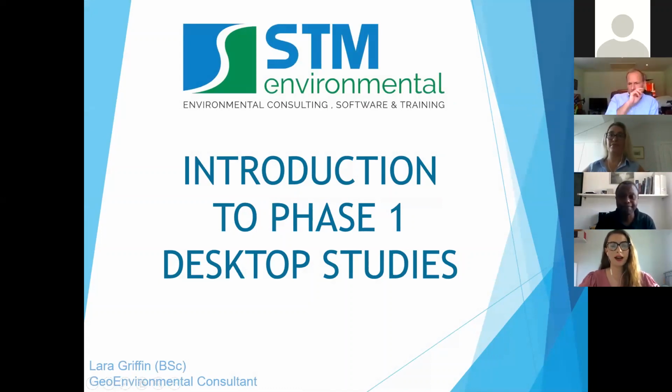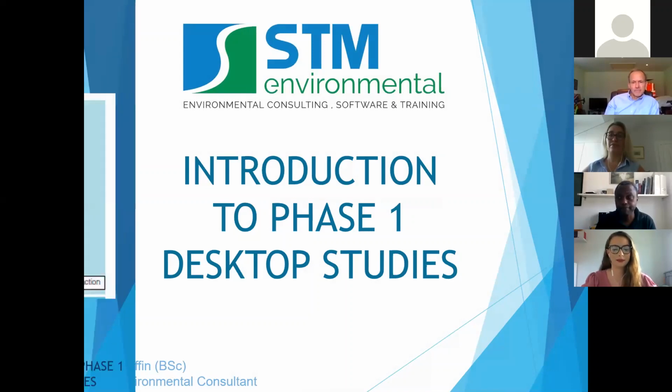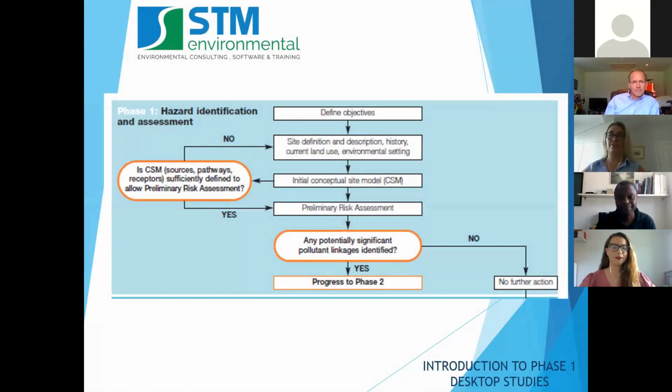So I'm Lara Griffin, and I undertake the phase 1 desktop studies at STM, and I'll now be taking you through an introduction to phase 1 desktop studies. This flowchart gives an overview of what is involved when undertaking the phase 1 desktop study. We'll go into these steps in a little bit more detail further on, but it basically shows that the purpose of a phase 1 desktop study is to decide whether any potentially significant pollutant linkages have been identified, and if so, a phase 2 site investigation will need to be undertaken.